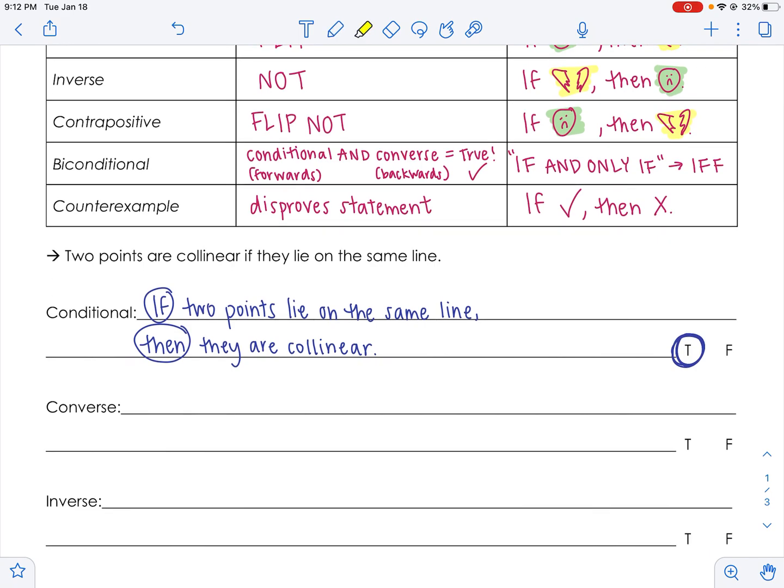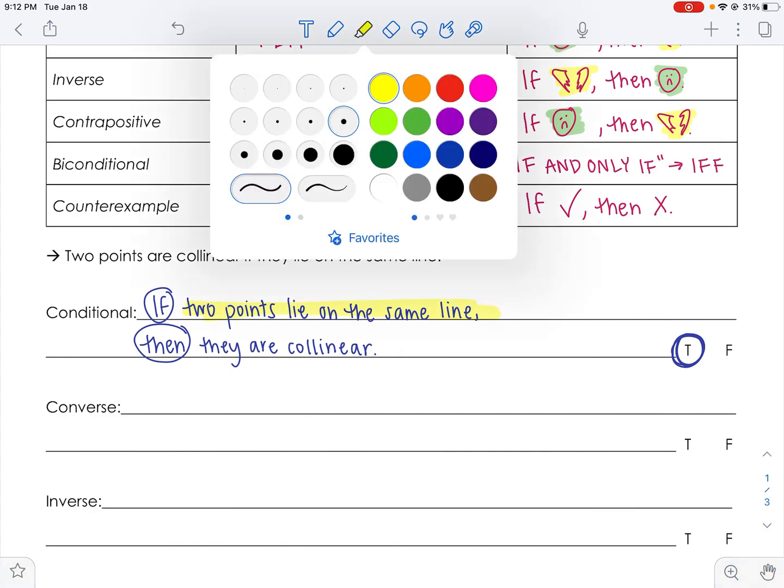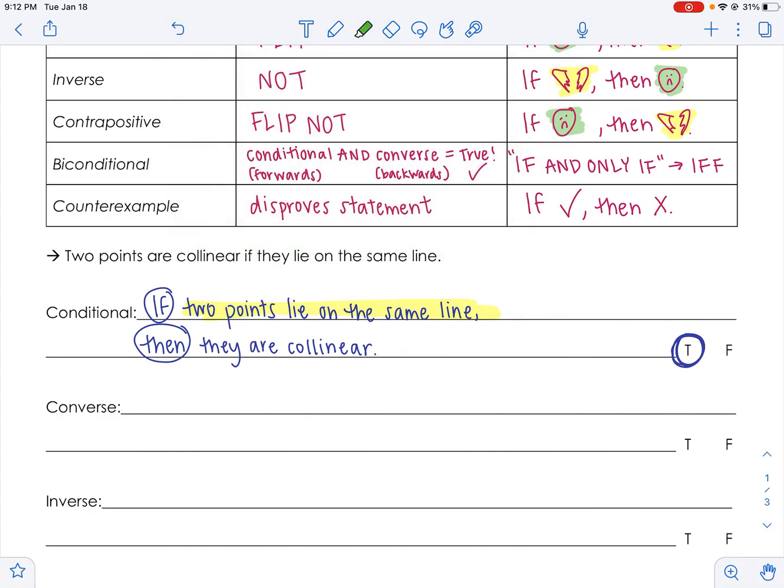Okay, now converse. If you scroll back up to the top, if you look at your notes, converse means that I'm going to flip things. And I'm going to highlight these so it's a little bit easier for us to read. So I highlighted the hypothesis in yellow and I have the conclusion in green. Remember, our hypothesis is after the if and the conclusion is after the then. So converse means I'm going to flip those parts.